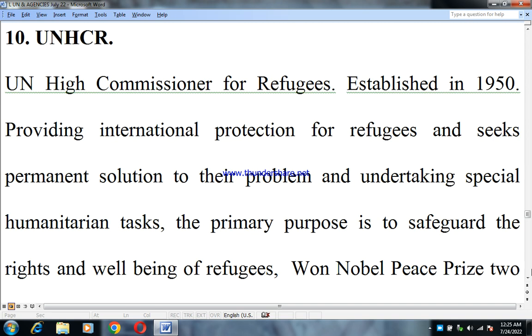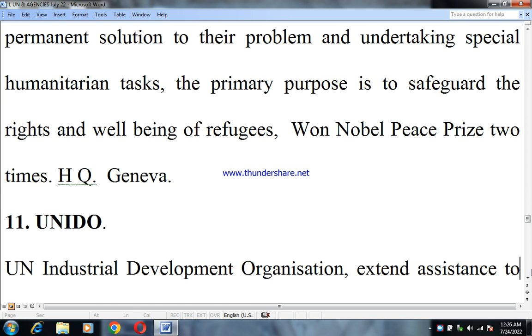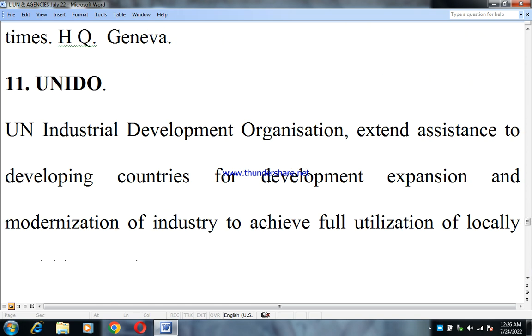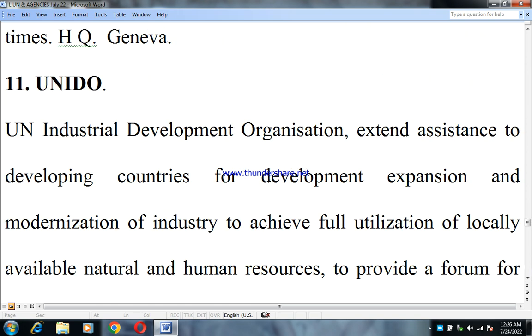Number 10, UNHCR, United Nations High Commissioner for Refugees, established in 1950, providing international protection for refugees and seeking permanent solutions to their problems and undertaking special humanitarian tasks. The primary purpose is to safeguard the rights and well-being of refugees. It won the Nobel Peace Prize 2 times. Its headquarters is in Geneva.